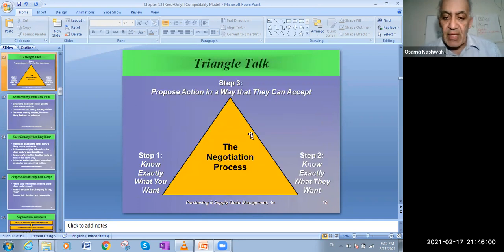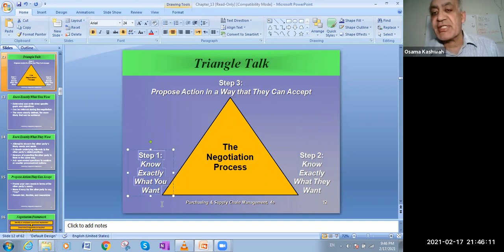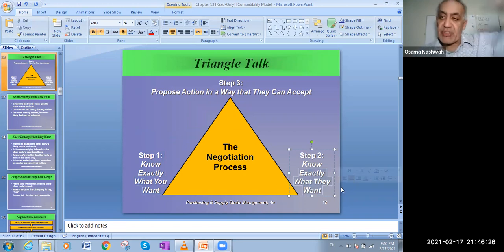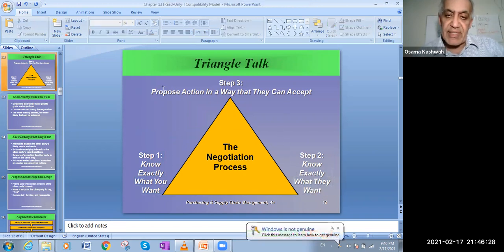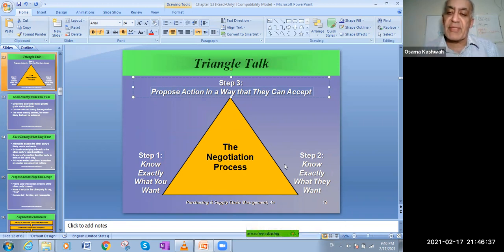Here we go. And this is very important, the triangle talk, or what I will negotiate about. Step one, know what you want. So when I go for negotiations, there are 3 phases which I have to prepare and plan for before any negotiations. First one, know exactly what you want. Then step two, know exactly what they want, the other party which you would negotiate with. Then the third step is propose actions in a way they can accept. Check out what they can accept, and what will you do to come to the middle of the bridge.